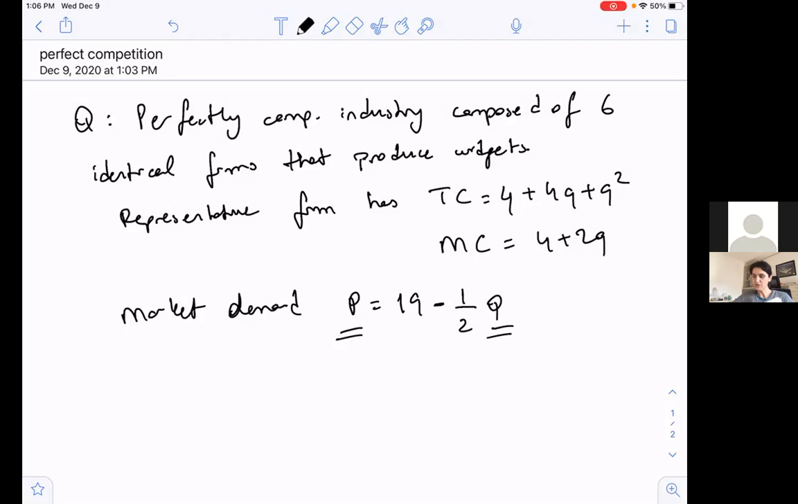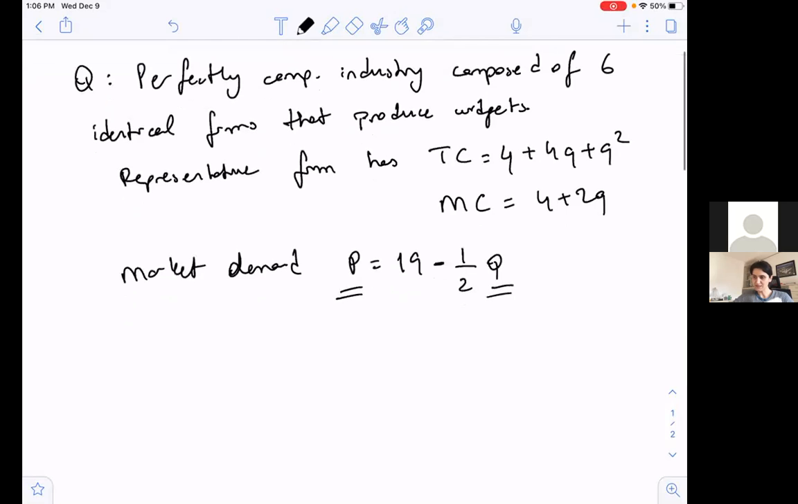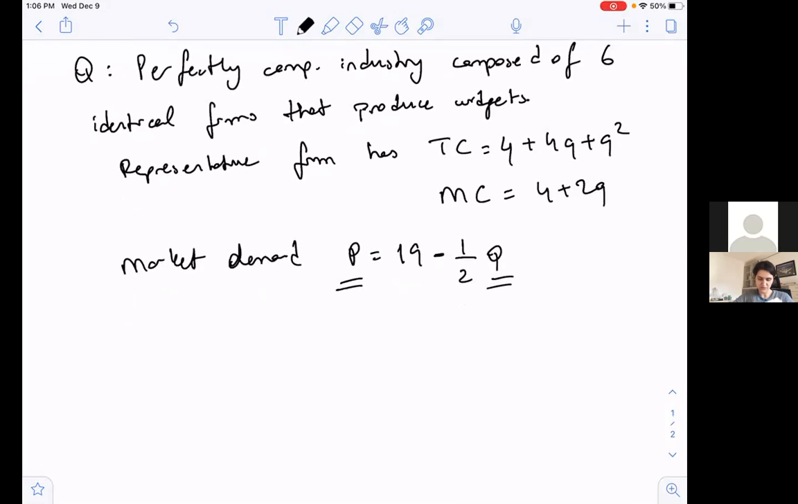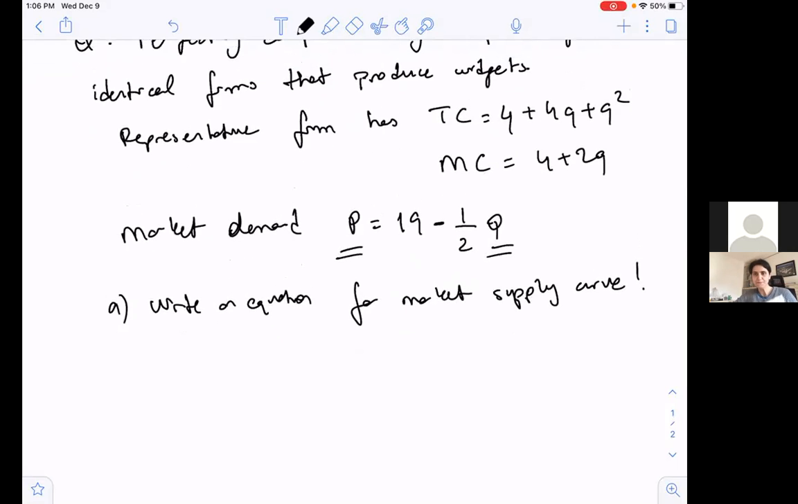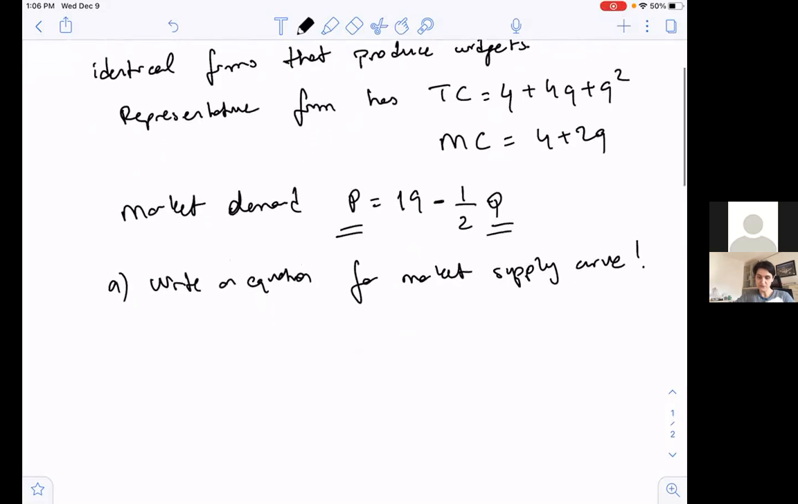Given the above equation, write an equation for market supply curve. Explain how you find this equation. How are we gonna do this? First, let me remind you a couple of things. We have two things, right? So this is the market and this is the representative firm.